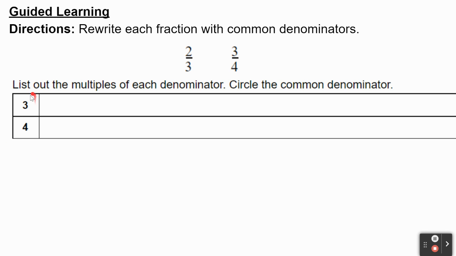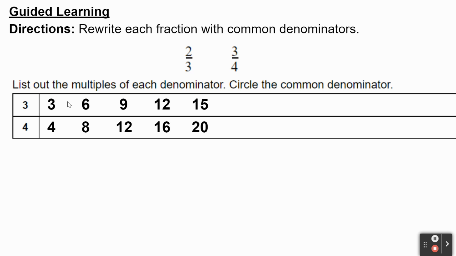So over here on the left, we put both of our denominators, 3 from the first fraction and 4 from the second fraction. Let's list out the first 5 multiples of 3. So we have 3, 6, 9, 12, 15. Let's do the same for 4. We have 4, 8, 12, 16, 20.